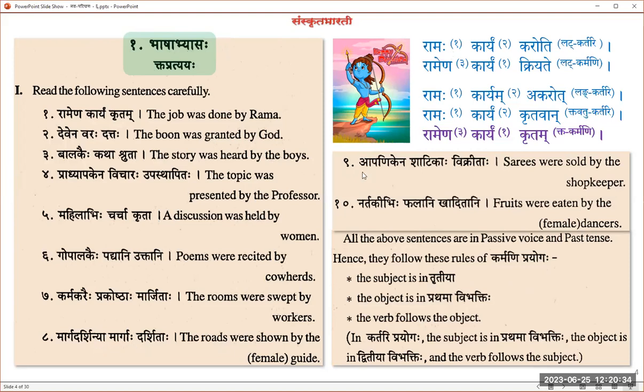Okay, yeah. Apanikena Shatikaha Vikritaha. Saris were sold by the shopkeeper. Mahilabhihi Shatikaha Kritaha, it will become. Okay. So Apanikena, by the shop seller, shop owner or whatever, seller. The saris were sold. Vikritaha. Vikrayana is the selling. Krayana is the buying. So Mahilabhihi Shatikaha. Mahilabhihi we had seen earlier in the fifth example. See, yeah. Kritaha. You delete the vi, then it becomes buy. Okay? They never sell. Continue, Bhagini.